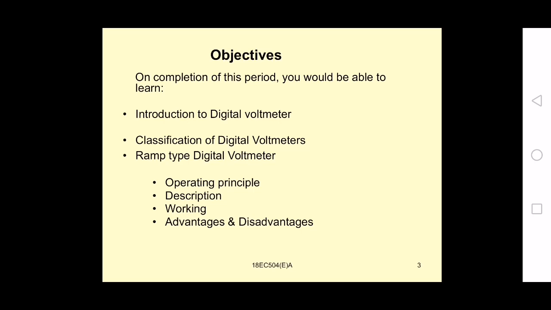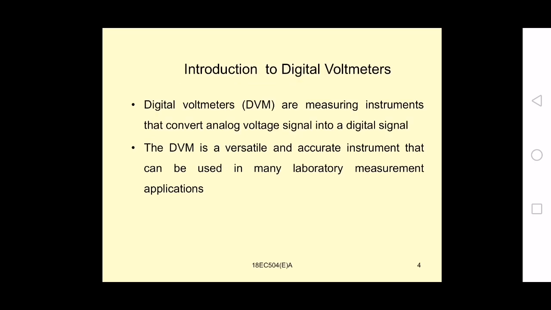First we will see what a digital voltmeter is. We simply call digital voltmeters DVMs for short. DVMs are digital measuring instruments that convert the analog voltage signal into a digital signal. The analog voltage signal that is coming from the real world, we are converting into a digital signal.